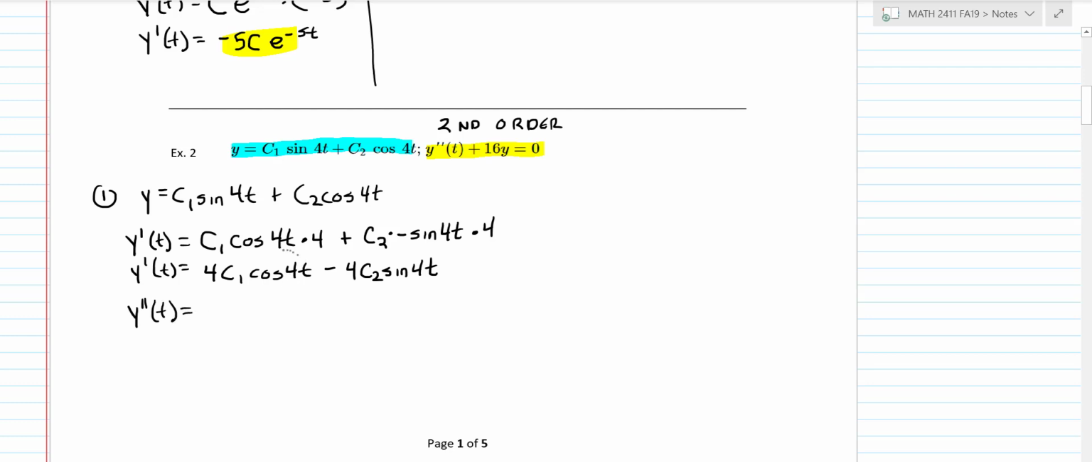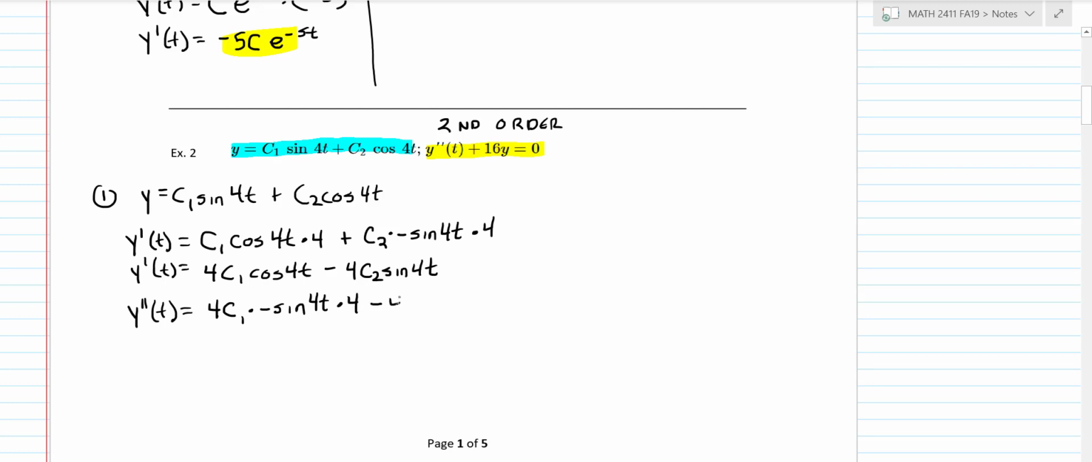Okay, so second derivative, we want to do the derivative of this part. 4c1 is a constant. Derivative of the cosine is the negative sine. So that'll be negative sine 4t. Chain rule says differentiate the 4t to get 4.